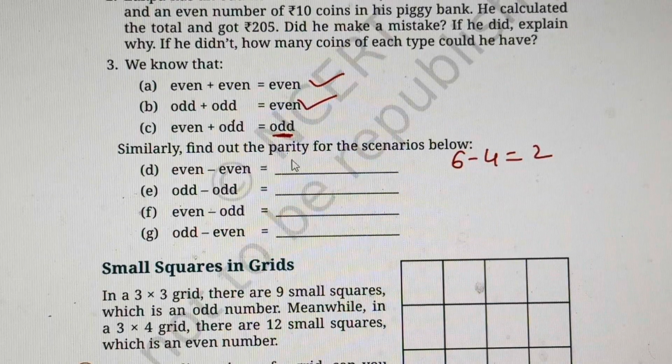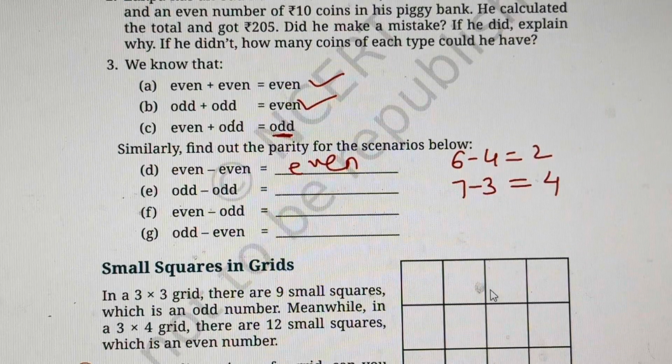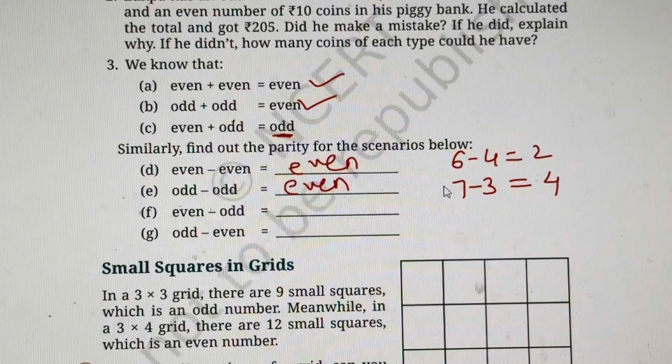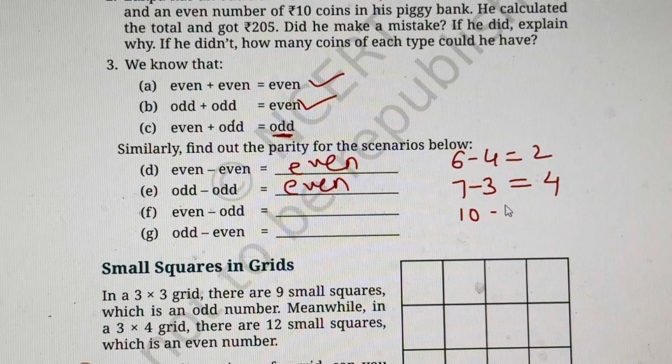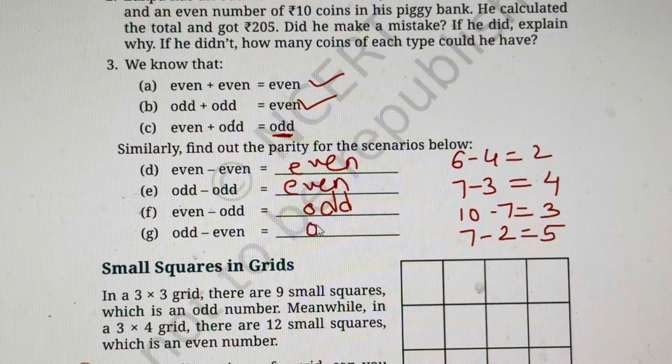So we are getting an even number. So the answer will always be even. Then odd minus odd. Suppose we are subtracting 7 minus 3. So we are getting 4. So again that is an even number. Even minus odd. Suppose we take 10 minus 7. So you are getting 3, which is an odd number. Okay? And odd minus even, suppose 7 minus 2. So you get 5, which is odd.